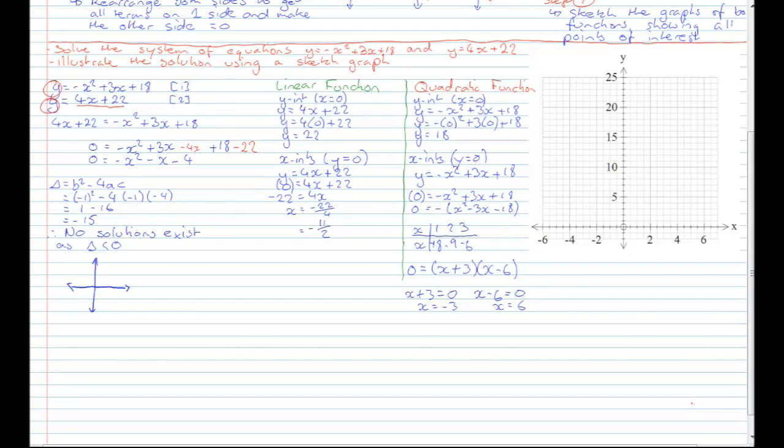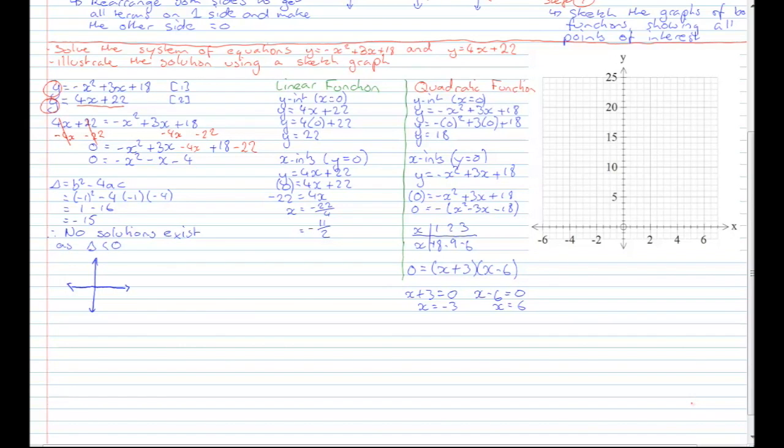What I do now is I rearrange and take 4x and take 22 off both sides. These 4x's will cancel out and the 22's will cancel out, leaving us with 0 here, and that leaves me with negative x squared plus 3x minus 4x, as you can see here, plus 18 minus 22. I then go through and combine like terms, so I've got 3x minus 4x is negative x, and 18 minus 22 is negative 4. There we go, that's the first couple of steps done.